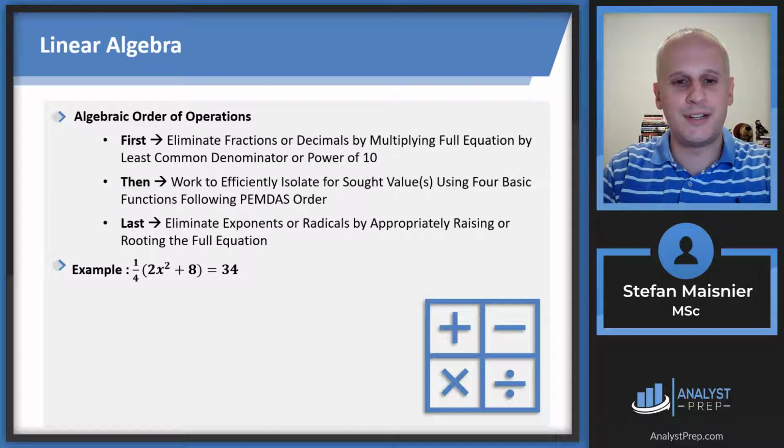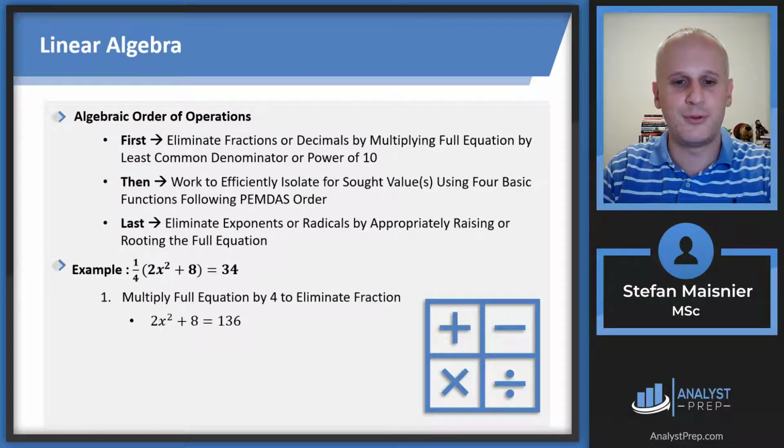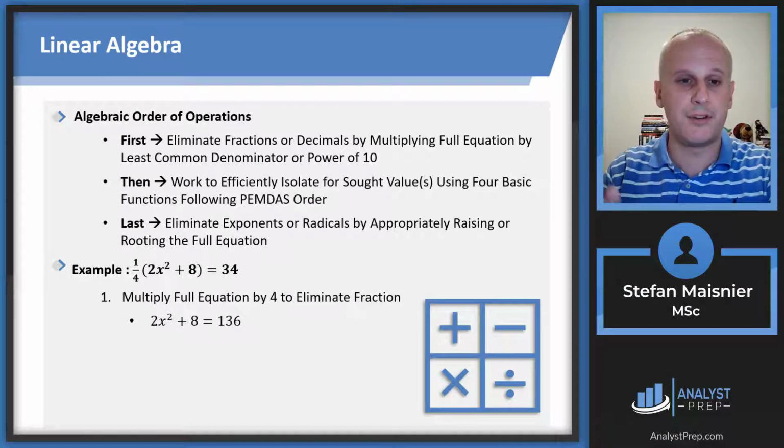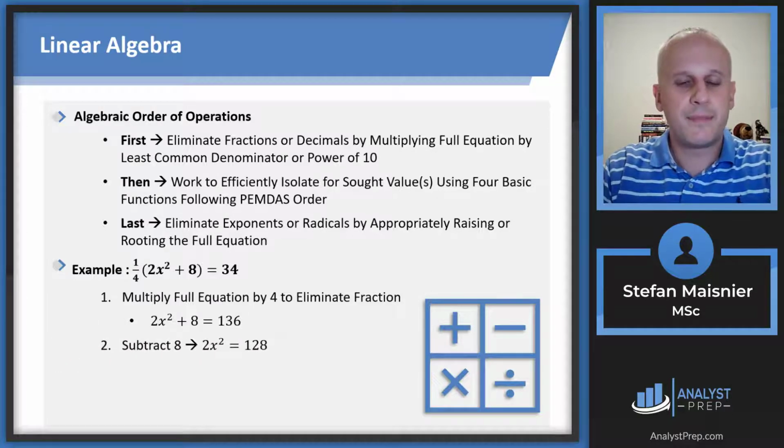So we've got an example. 1/4 times the quantity 2x squared plus 8 is equal to 34. So just going to multiply the full equation first by 4 to eliminate the fraction entirely. We now have 2x squared plus 8 is equal to 136, which is probably most easily arrived at by doing 30 times 4, which is 120, plus 4 times 4, which is 16, and of course 120 plus 16 is 136. Then subtract 8 from each side to leave yourself with 2x squared is equal to 128.